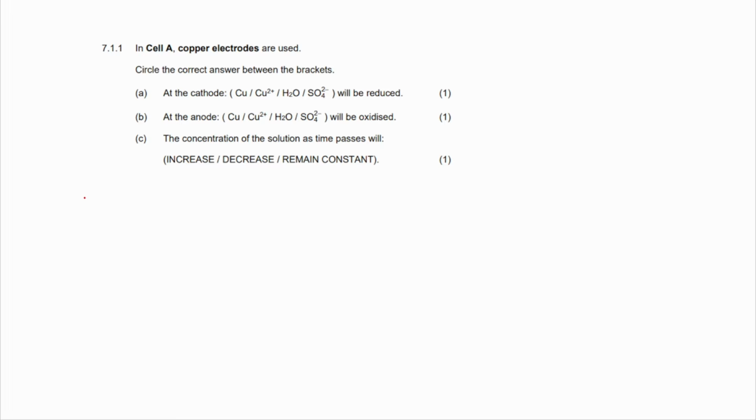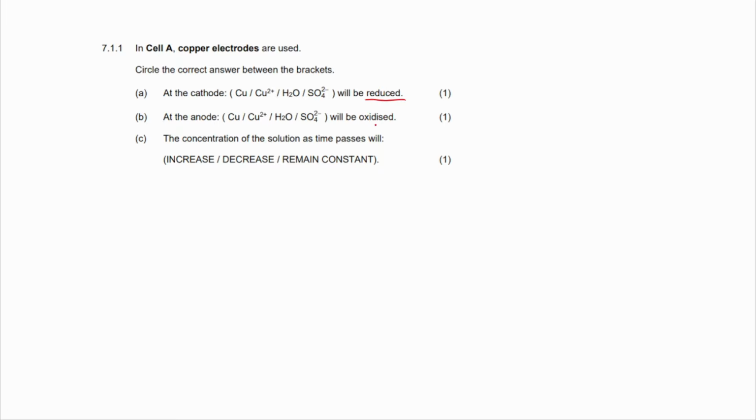Now they say in cell A, copper electrodes are used. We saw that. And now they say circle the correct answer between the brackets: at the cathode, that is going to be reduced. Remember, reduction is a gain in electrons. So we're going to have to use our standard electrode potential table, and if we read left to right, that is reduction. Left to right is reduction; you can maybe remember it like that. So we are looking for the things that will be reduced.